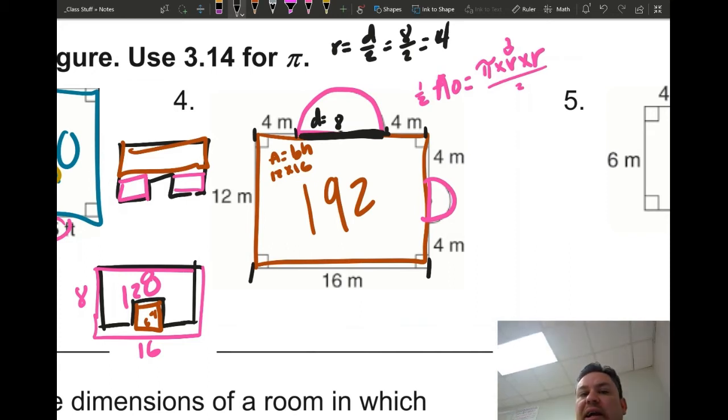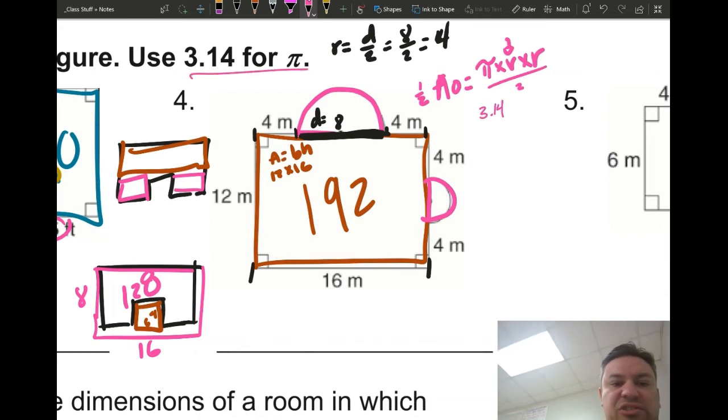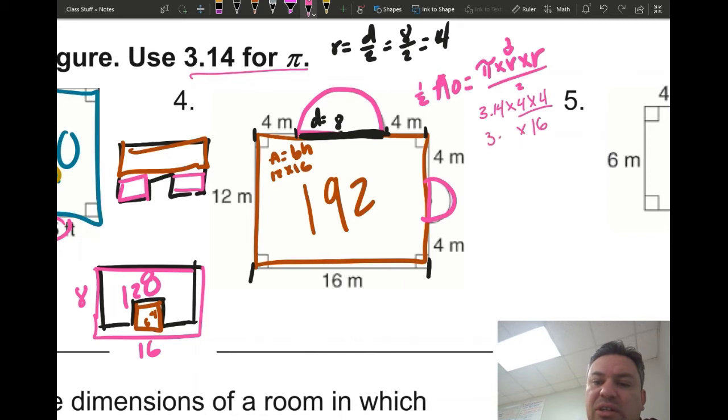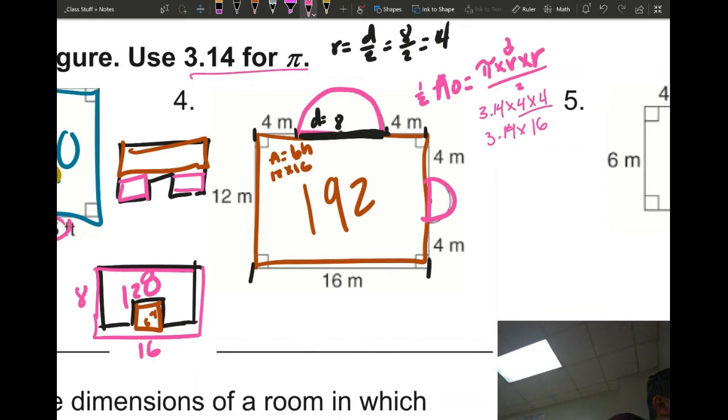So now all I have to do is substitute it in. We're going to sub the values in. Pi is always 3.14, and it tells you that right there. Times 4 times 4. Multiply those two first because they don't have decimals. This is 16 times 3.14. When you multiply those, the area is 50.24, and these are meters squared.